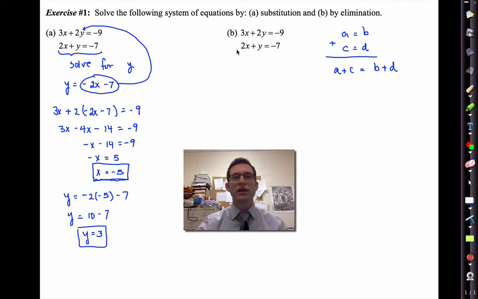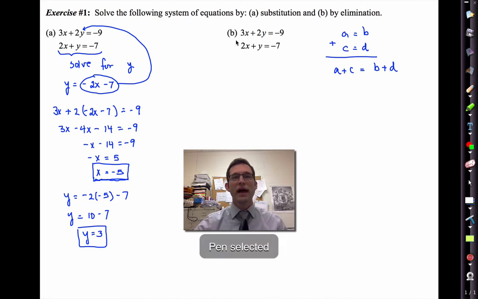Now when we look at this particular system, if I add these two equations together, 3x and 2x is 5x, 2y and y is 3y, right? I would get 5x plus 3y. Well, nothing got eliminated, so that doesn't really particularly help me.